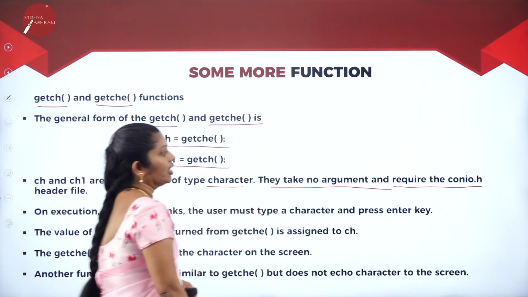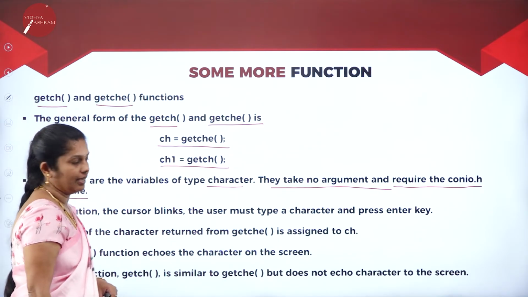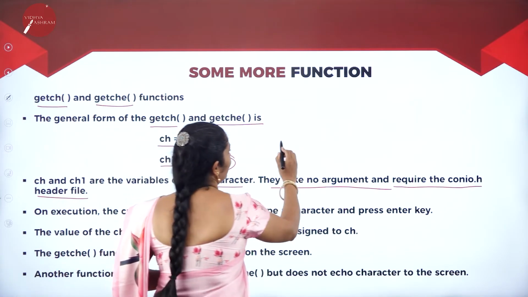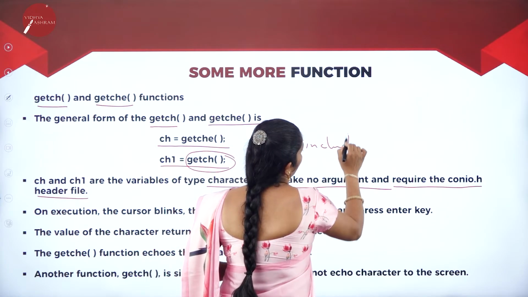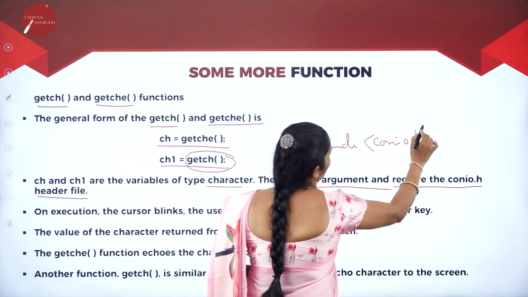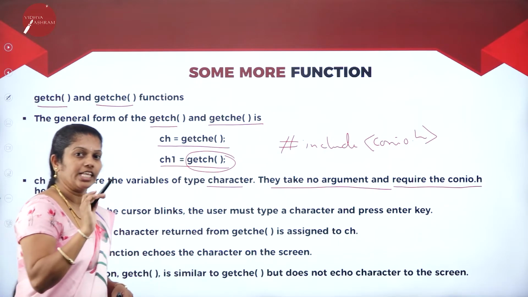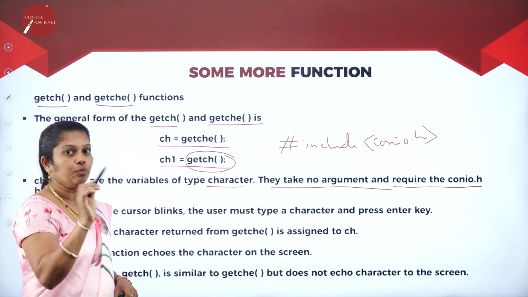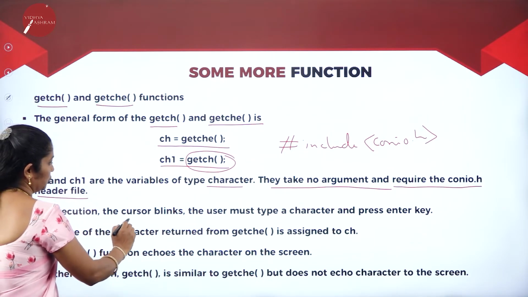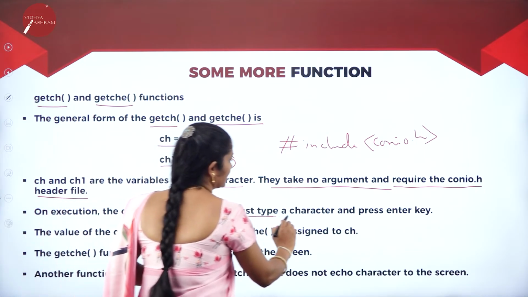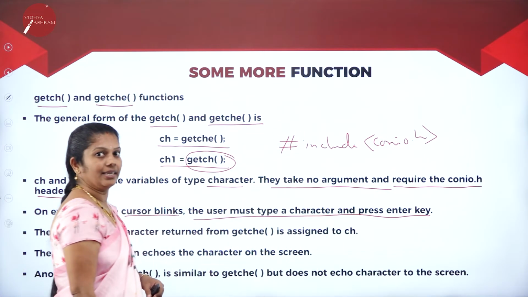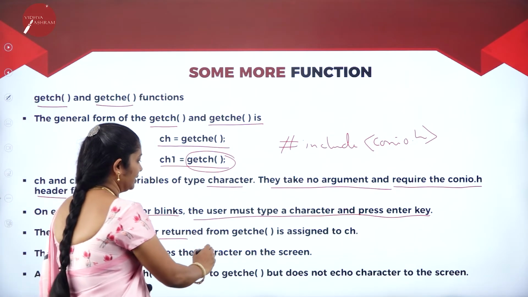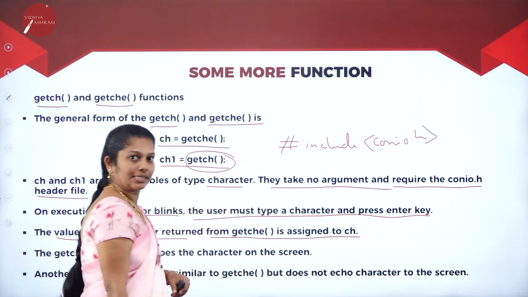They require the conio header file. If I want to use the getch function, then compulsorily we require the header file, include conio.h. Otherwise this function will not work. Especially this is mainly used to get the result immediately after inputting the values. On execution, the cursor blinks; we must type a character and press the enter key. Then immediately we'll get the result.